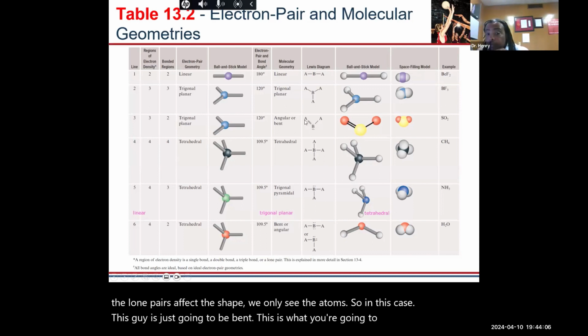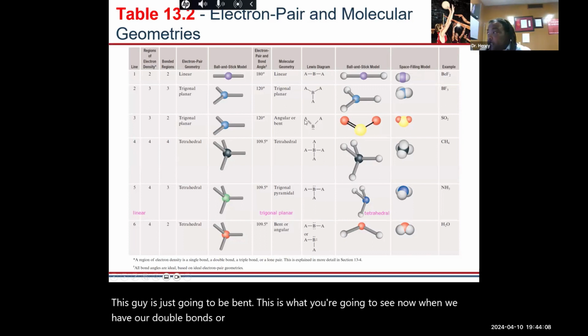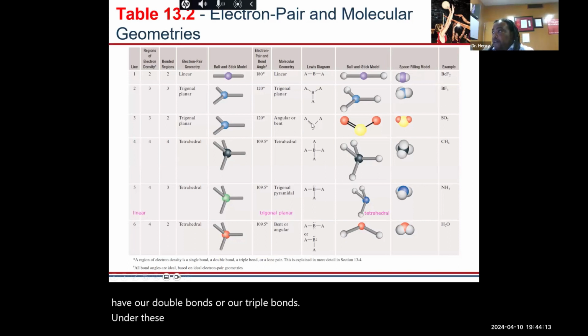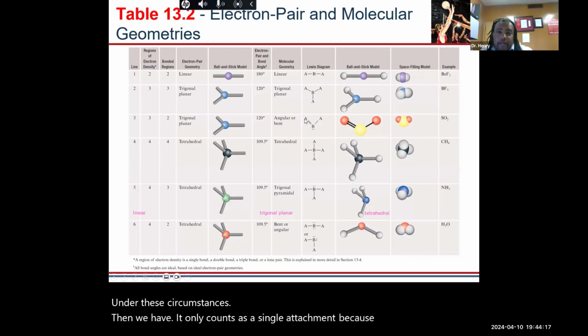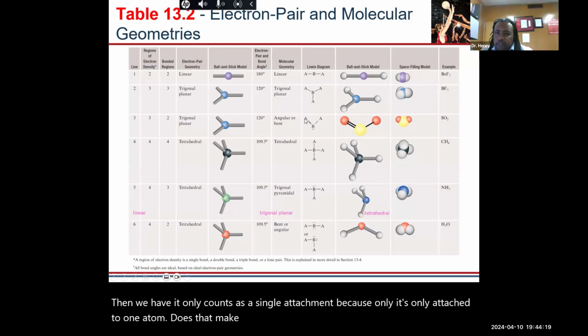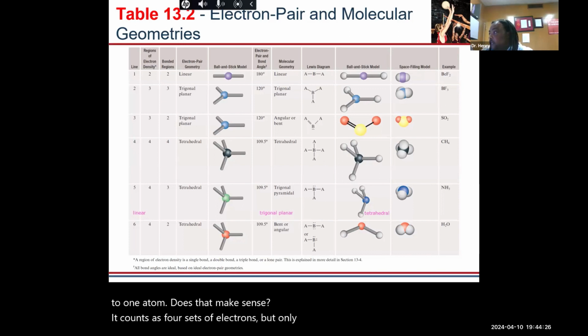Now, when we have double bonds or triple bonds, it only counts as a single attachment because it's only attached to one atom. Does that make sense? It counts as four sets of electrons, but it only counts as a single attachment because it's only attached to a single atom.